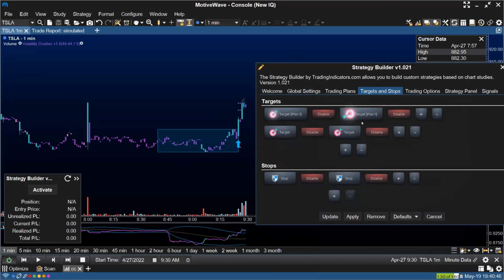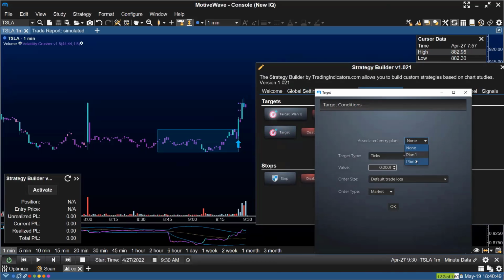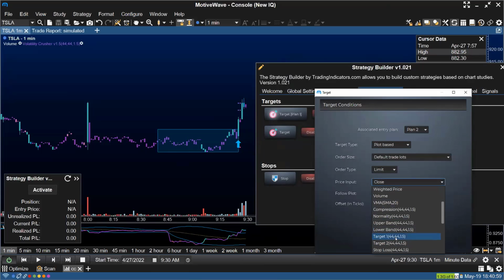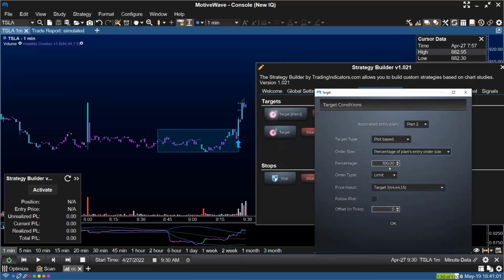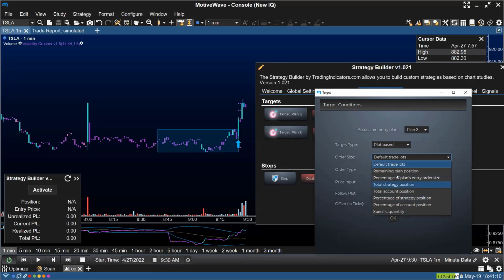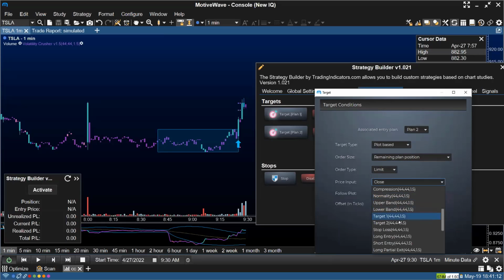Okay. So we have our long targets. And now we do the exact same thing. Absolutely the same configuration for our short trades. The only difference is that we associate it with plan 2. So at target 1, I want to take off 50%. Okay. And target 2, we will take off the remaining plan position at target 2.